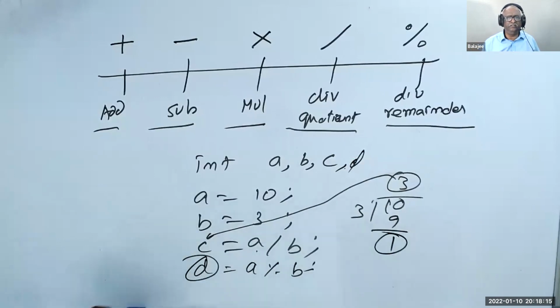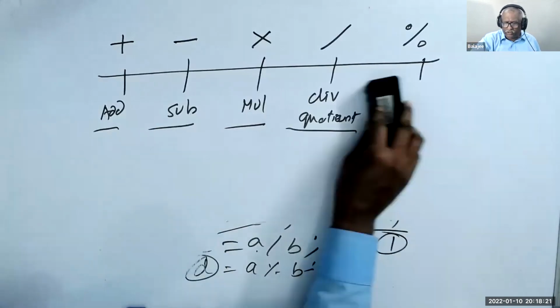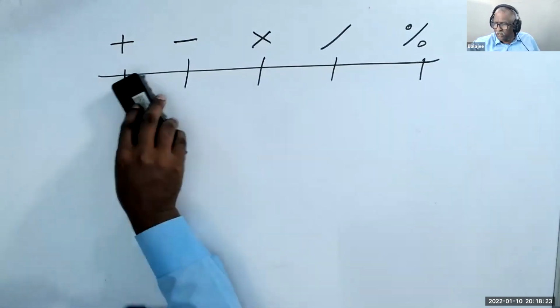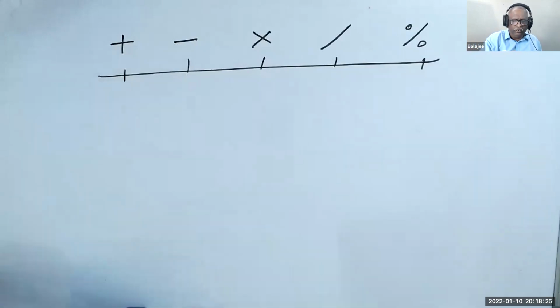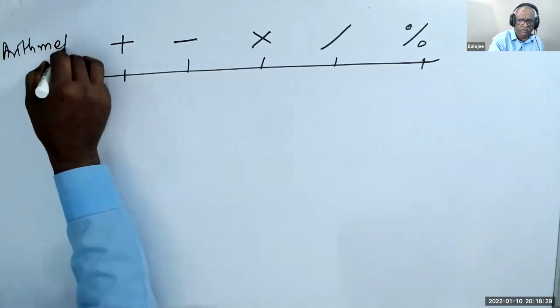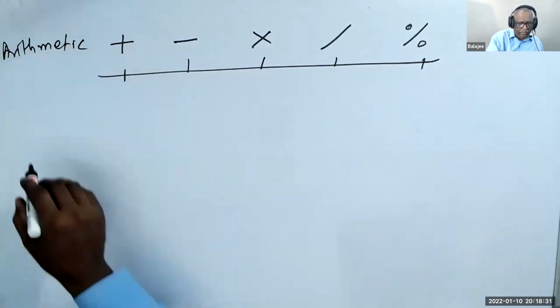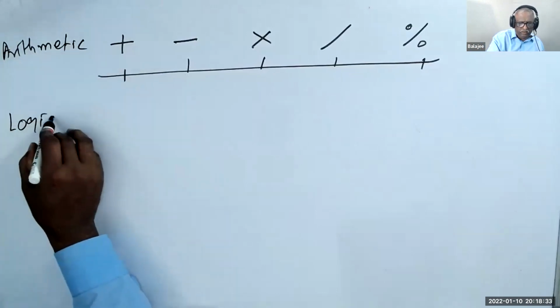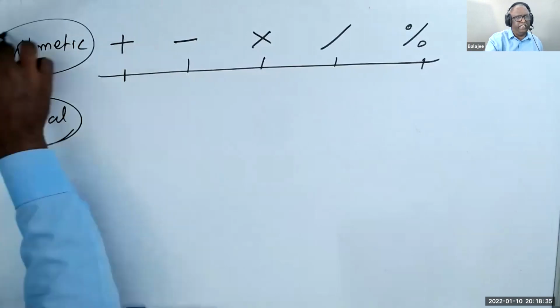That we discussed in the programming system, but I'm telling you here as part of it. Now, these five operators are very simple. And these are called arithmetic operations. Then there is another operator type called logical. These two operators are the same.